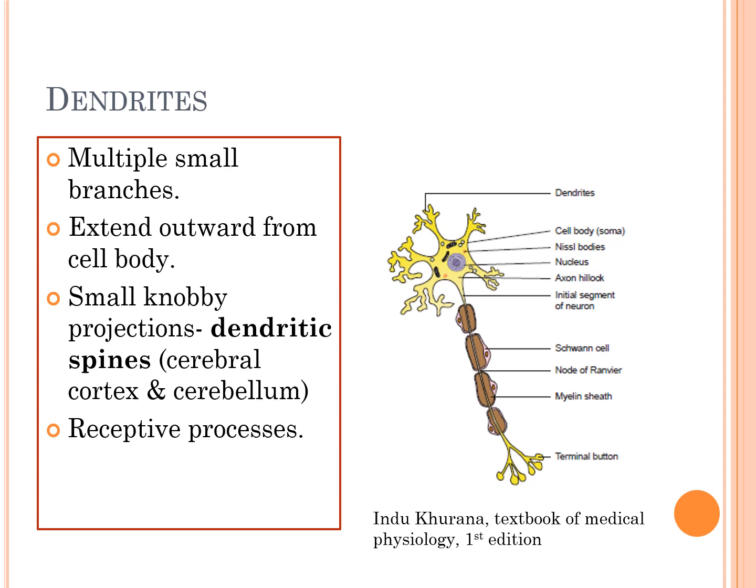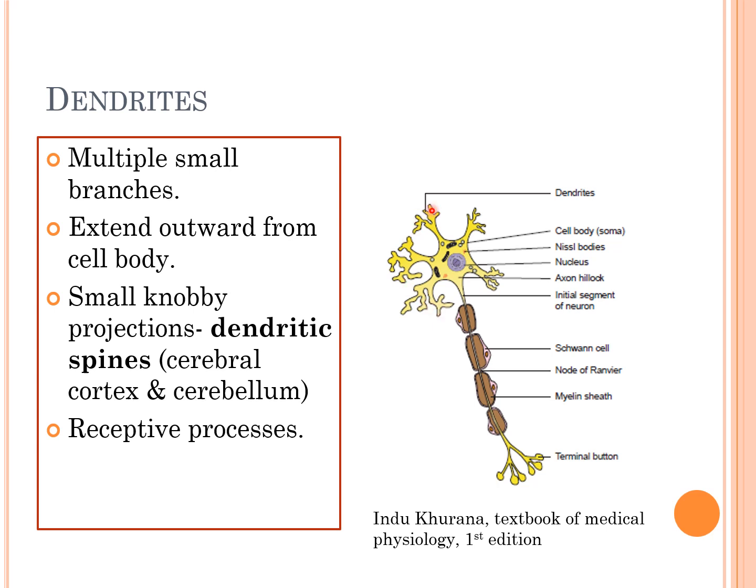And the dendrites. Dendrites are multiple short processes. Here you can see short processes extending out from the cell body, and in some neurons these dendrites have small knobby neck projections called dendritic spines. These dendritic spines are present especially in the neurons of the cerebral cortex and the cerebellum, and this is the receptive process, which means the dendrites can synapse with other neurons and receive signals from them.